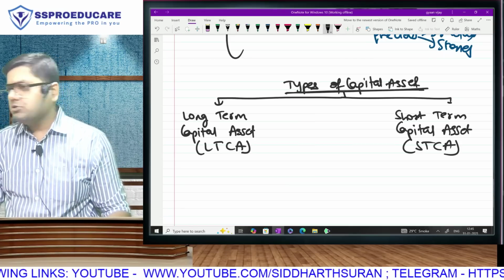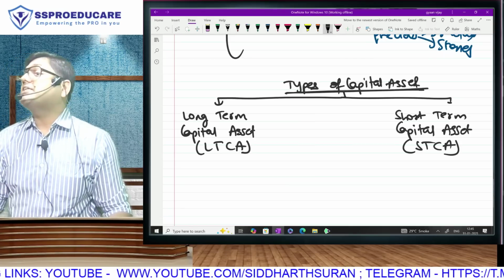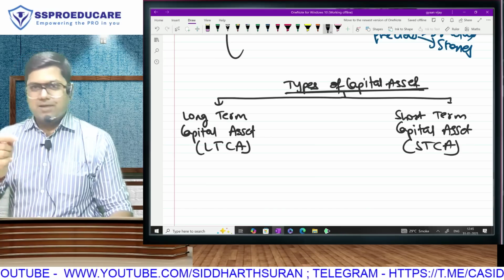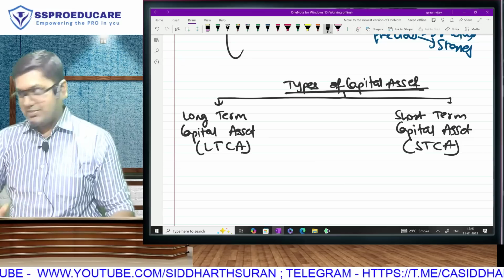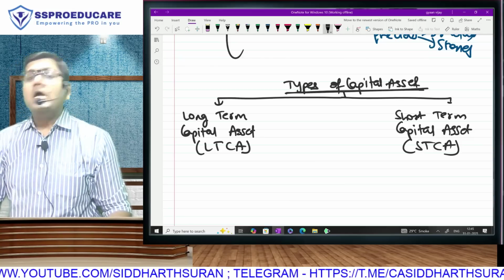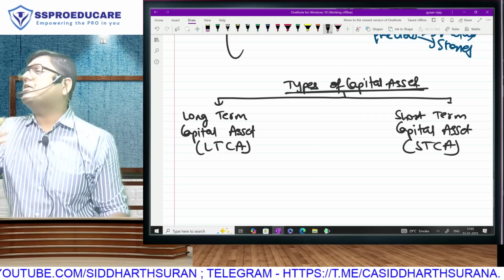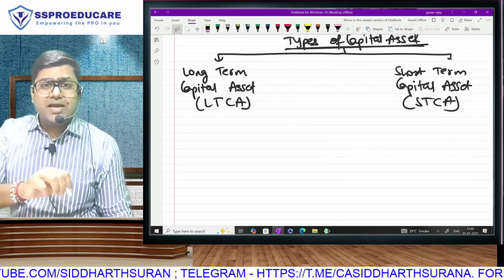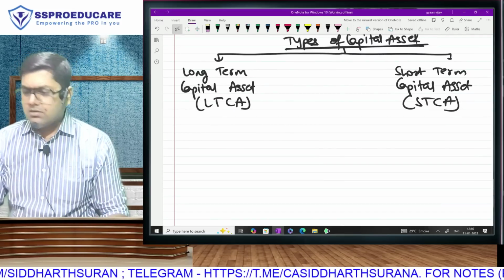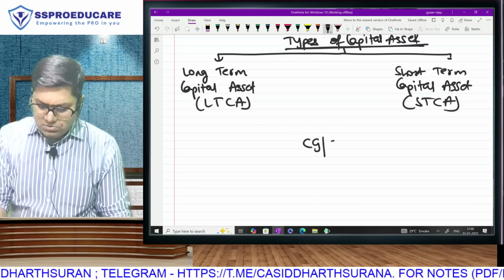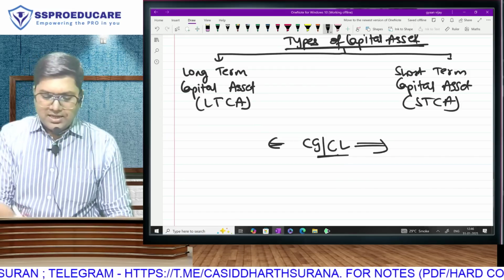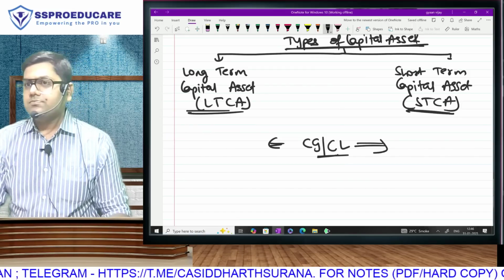Some assets I acquire and transfer very soon, immediately. They may be called short-term, SATCA. Some assets I keep my money invested for a longer duration. Of course, small time, big time, short duration, long duration also has a definition. But those assets will be long term. Whether I sell my asset immediately or hold it for a longer period, whether my asset is a short term asset or a long term asset, ultimately there will be capital gain or capital loss. There can be capital gain here also and here also. There can be capital loss here also and here also.